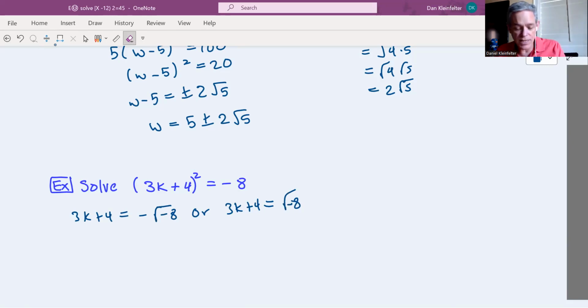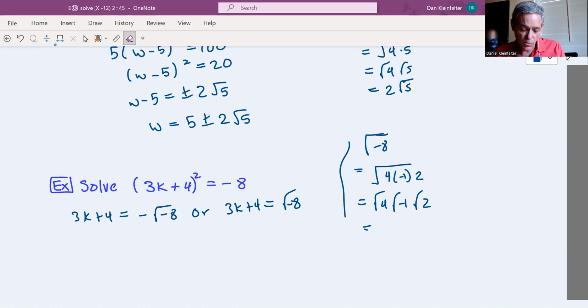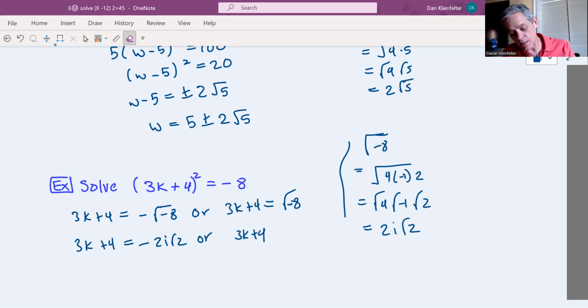For this, we're going to need the square root of -8. So once again, we'll factor that radicand into perfect square factors and not perfect square factors. -8 will be 4 times -1 times 2. That'll give us the square root of 4, the square root of -1, and the square root of 2. So we will have 2i√2. So we have 3k + 4 is -2i√2, or 3k + 4 is +2i√2.